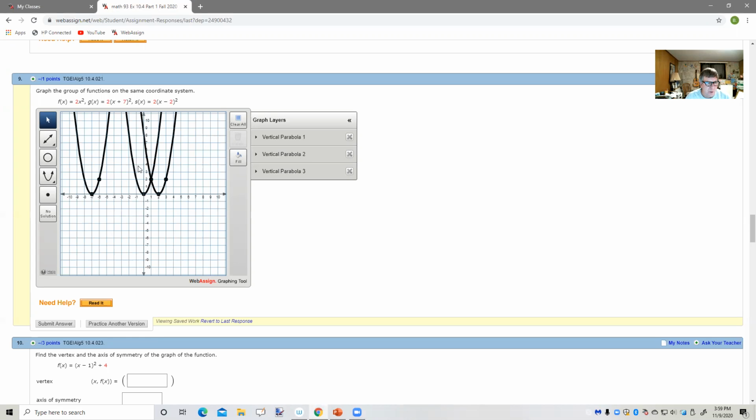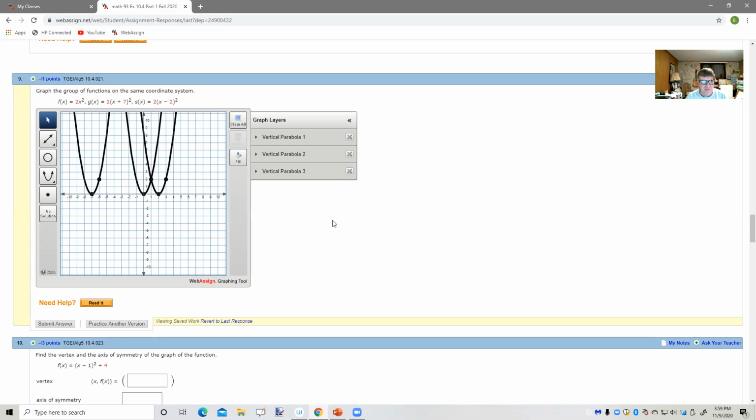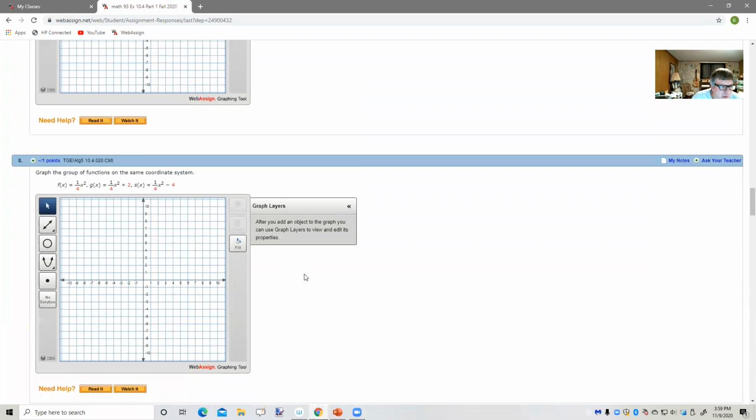The first one is the one in the middle. The 2 times x plus 7 moves 7 to the left. The 2 times x minus 2 moves 2 to the right. So it's kind of like inside inverse. Okay. Now, let's see here. Let's take a look at this one.